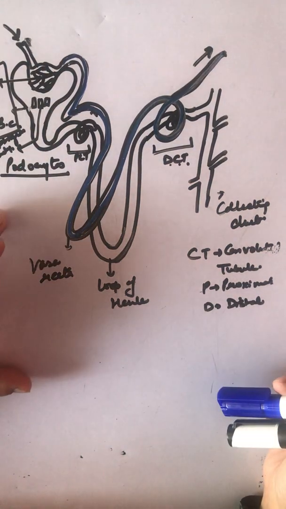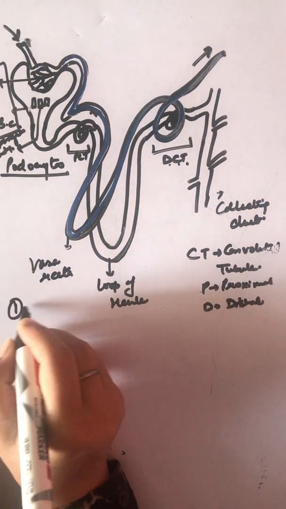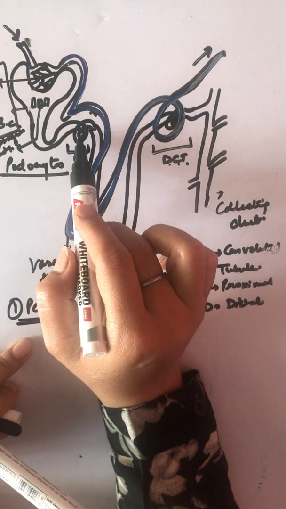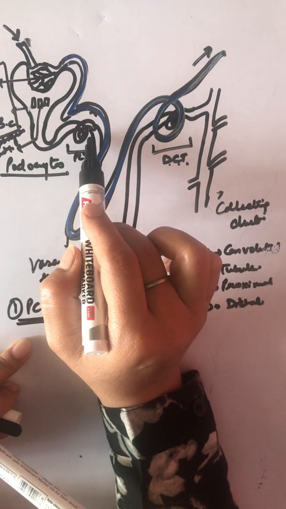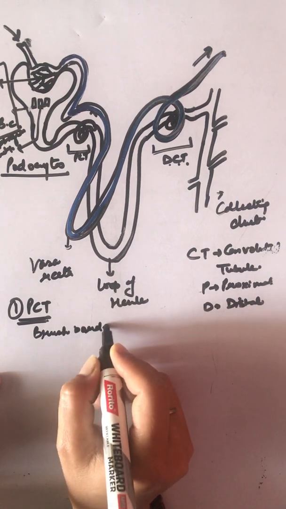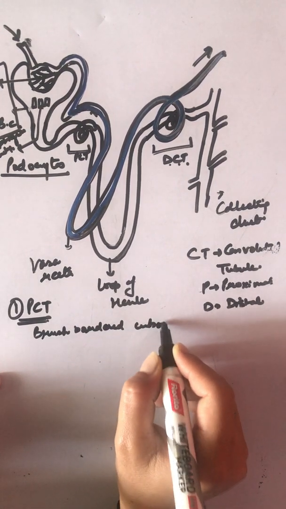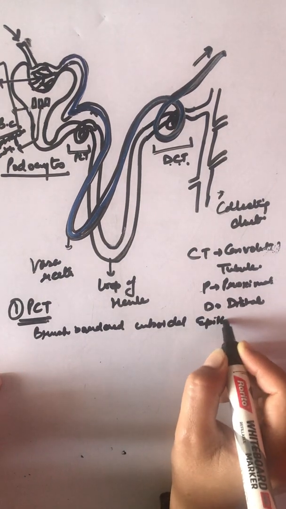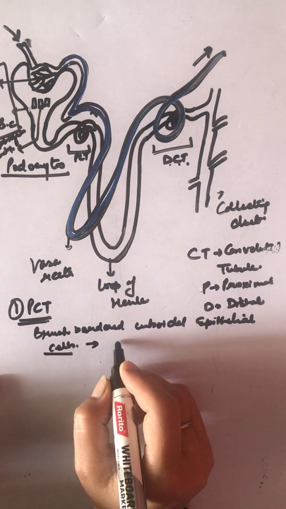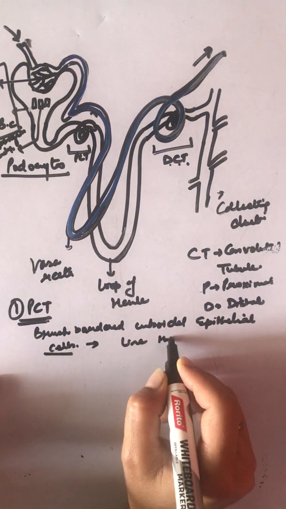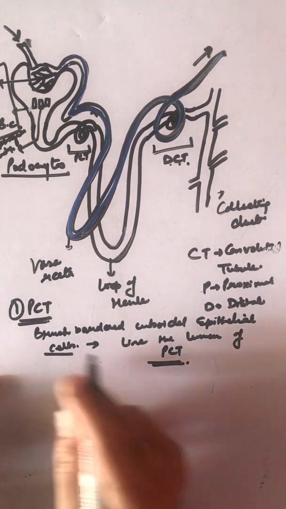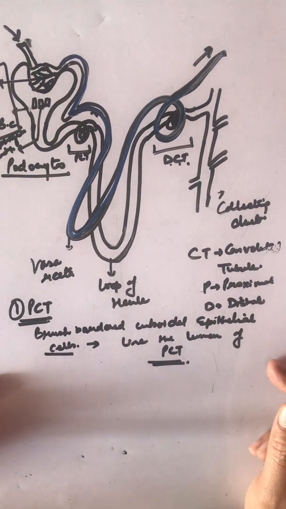Clear? Coming to PCT, the first one. PCT forms a highly convoluted proximal cuboidal tube. Okay, it has brush bordered cuboidal epithelial cells. What for? These cells line the lumen of PCT. Why? So as to carry away all the contents.